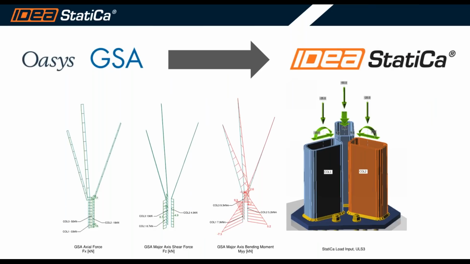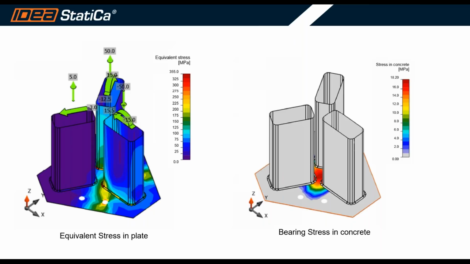The structure has been analyzed in GSA from Oasis, and all the critical load combinations have been imported in Idea Statica for the design of the base plates. After the analysis, of course, you can have some very detailed results in Idea Statica, as you can see in this slide. So we can have the equivalent stress for the plates. We can also have the bearing stress in the concrete. And of course, Kostis is going to show some more detailed results, and also how to tackle some failures that might appear after the analysis.